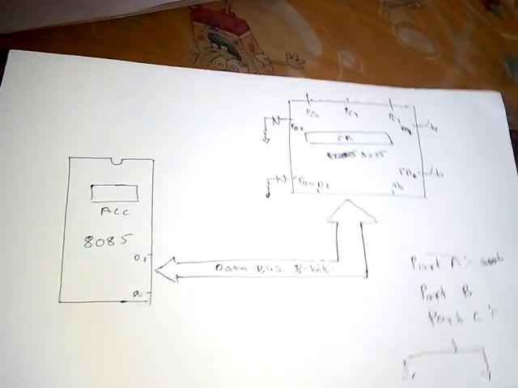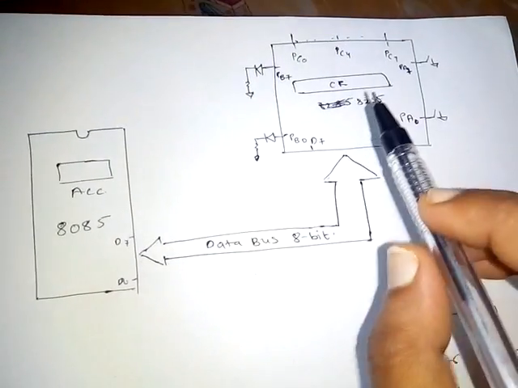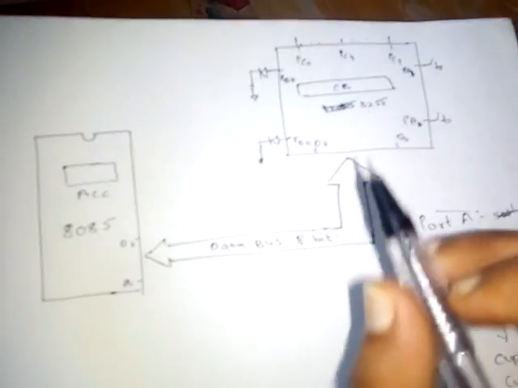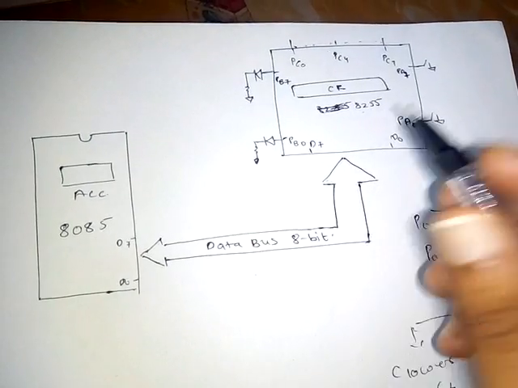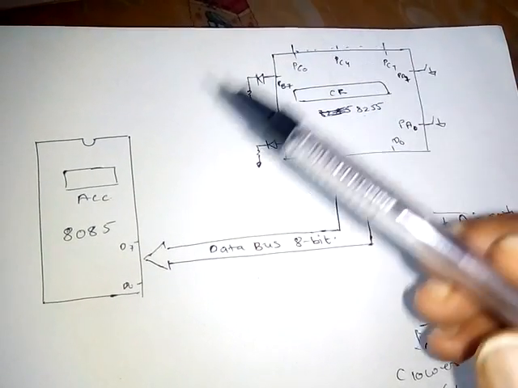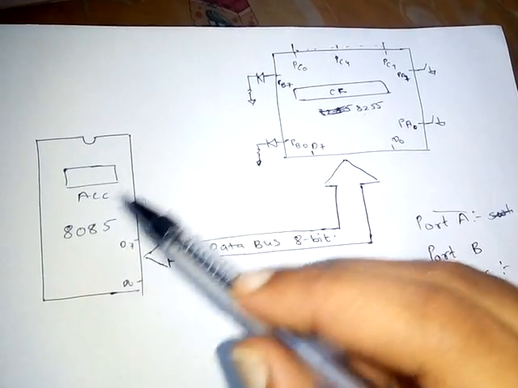Now, who decides which port will be input output port? That is controlled by the control register. The control register contains a control word which is designed by us, and it is over here in the accumulator. We design the control word in the accumulator.